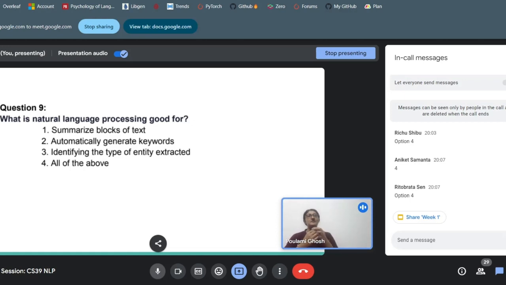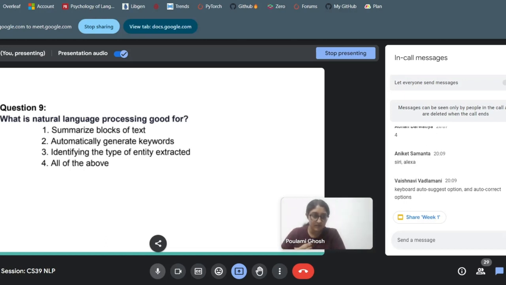Like simpler things also, not just ChatGPT. Yeah, go on. The applications of natural language processing: we use the Google Assistant in Android, in Apple we use Siri, in Amazon we use Alexa. Okay, those are the basic examples of natural language processing applications.